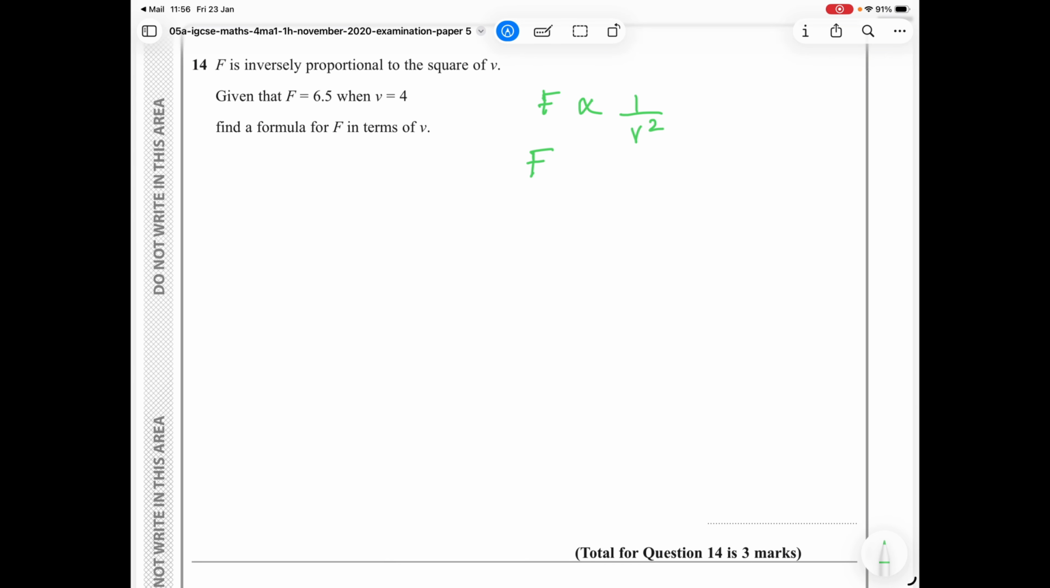So that means that F equals some kind of constant over V squared. Now, given that when F equals 6.5, V equals 4 squared, that means that 6.5 equals K over 16, and so K equals 16 times 6.5, which is 104. So now we just rewrite it again. F equals 104 over V squared, and that is our answer.